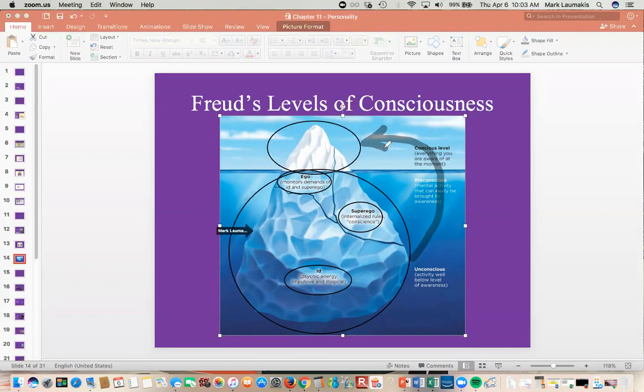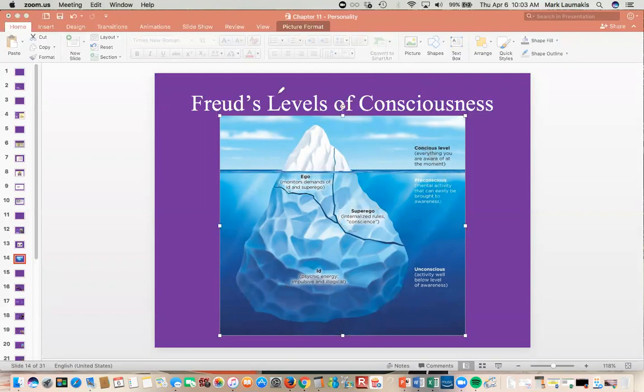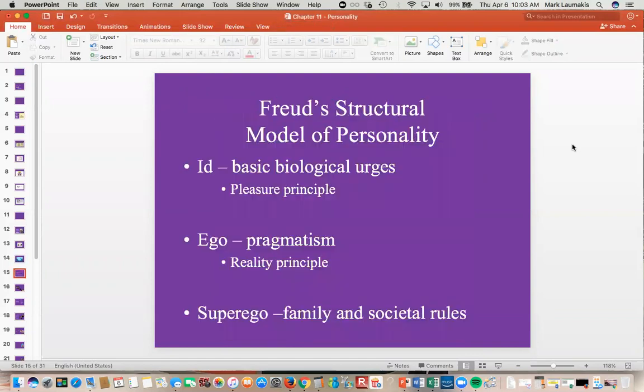Okay? So let's talk about id, ego, and superego. You guys probably heard something about these somewhere along the line. Let me just spell them out for you on our next slide. I don't know why that picture is misbehaving so much. All right, so we've got id, ego, and superego. What is the deal with these guys?